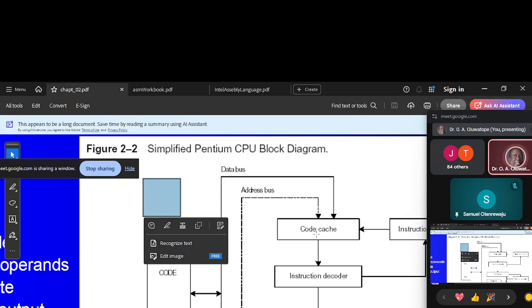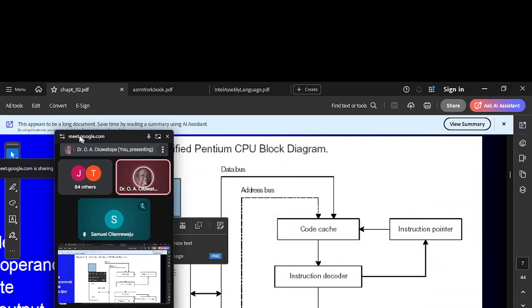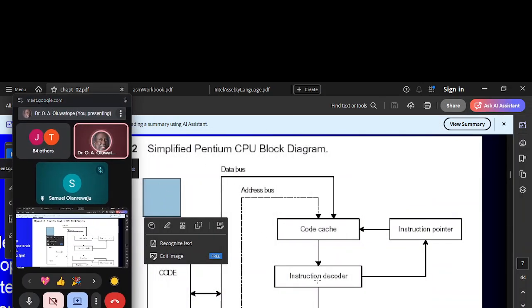So the cache is another version of memory. It's a specialized version that is designed for speed. And so what happened here is that the instruction is fetched into the cache, and then the cache passes it to an instruction decoder. Remember, what the instruction decoder simply does is that it splits the instruction into two parts, operand and command. The command part goes into the control unit.